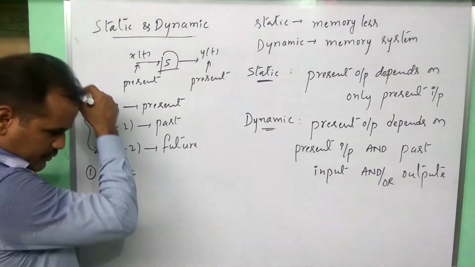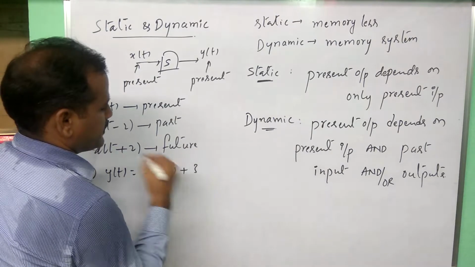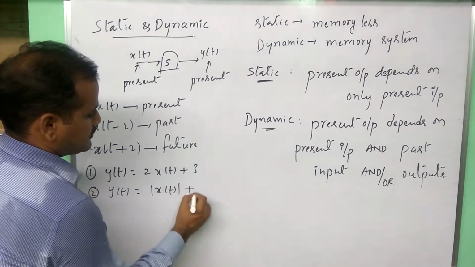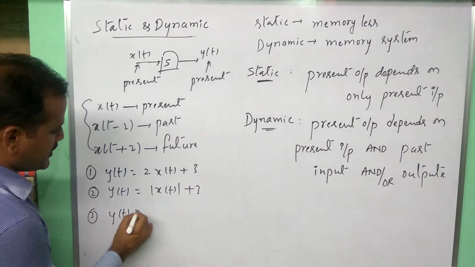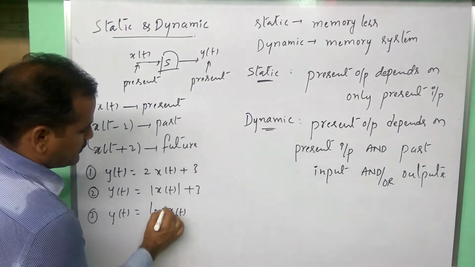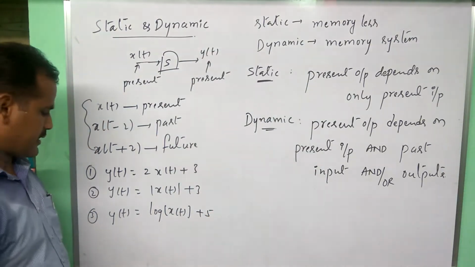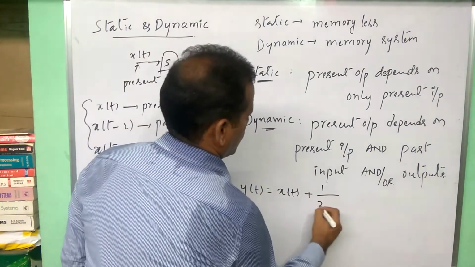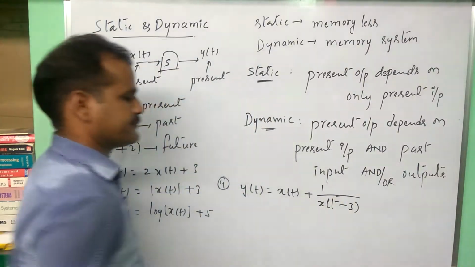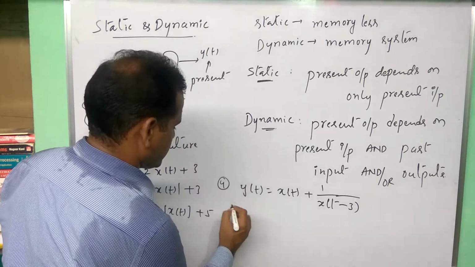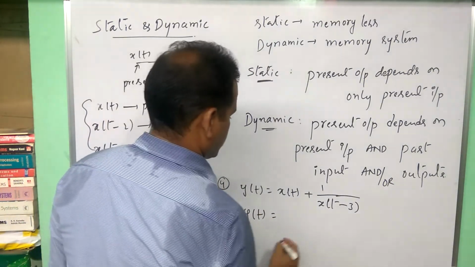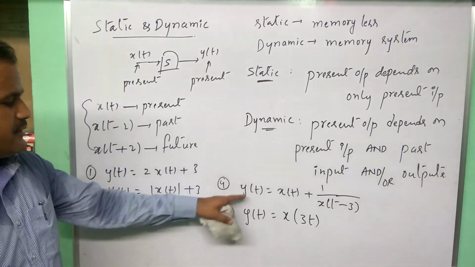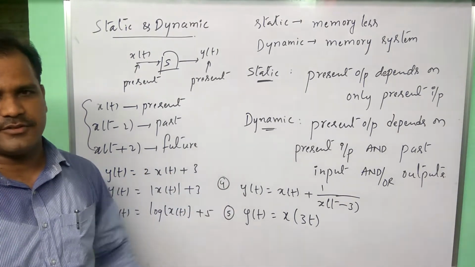Now I am considering examples. First, y of t is equal to 2 into x of t plus 3. Second, y of t is equal to modulus of x of t plus 3. Third one, y of t is log of x of t plus 5. And fourth one, y of t is equal to x of t plus 1 by x of t minus 3. Next, fifth, y of t is equal to x of 3t. These are the systems. Let us classify whether those are static systems or dynamic systems.